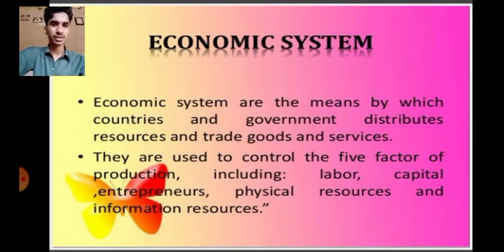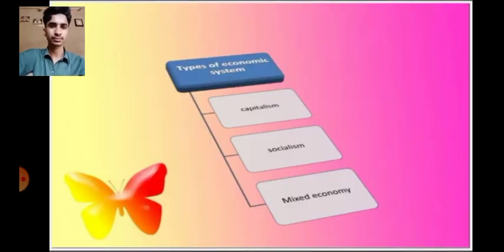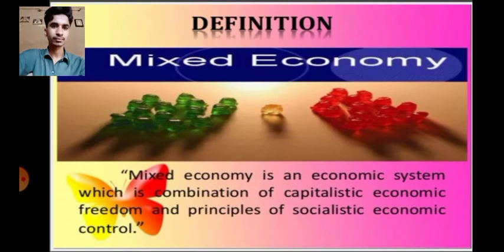Second topic, mixed economy. First of all, we study economic systems. Economic systems are the means by which countries and governments distribute resources and trade goods and services. They are used to control the five factors of production, including labor, capital, entrepreneurs, physical resources, and information resources. Types of economic system: capitalism, socialism, mixed economy.